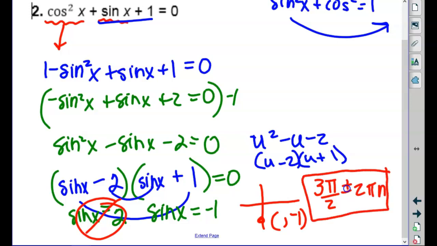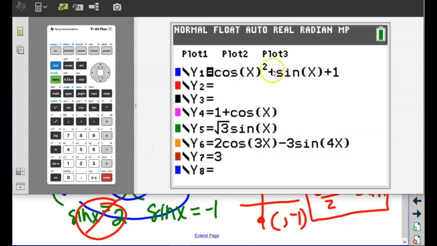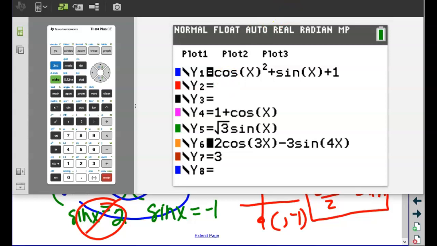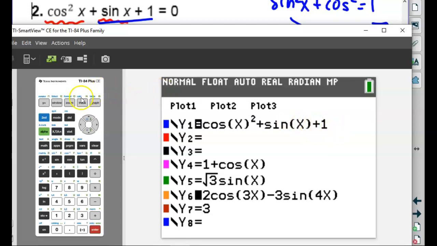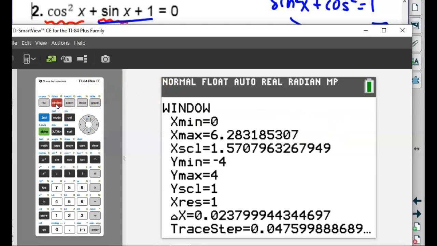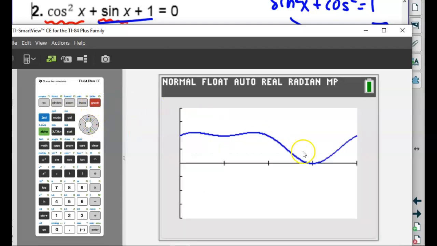All right, I think I may have put this one in my calculator so that we could. Is this one in there, guys? Cosine squared plus sine x plus 1. Okay, if I set my window, again, I'm in radians, set my window 0 to 2 pi, and I graph, do you see that there's only one place that it hits 0? And then it would repeat every 2 pi. Now that's a funky looking graph, right? Why is it all positive?